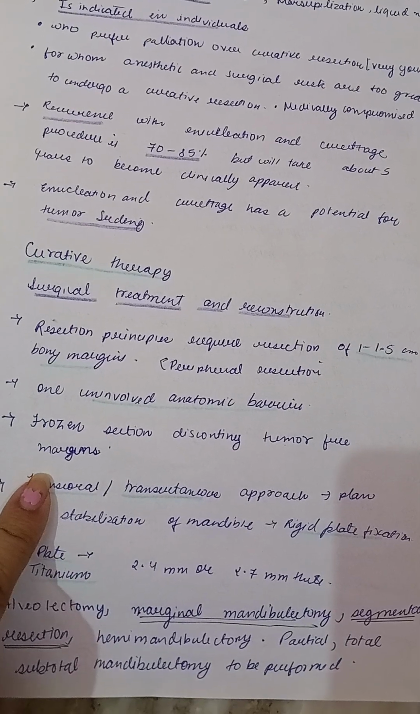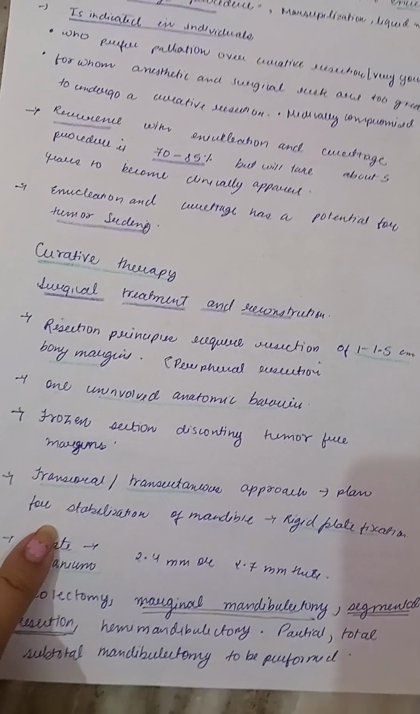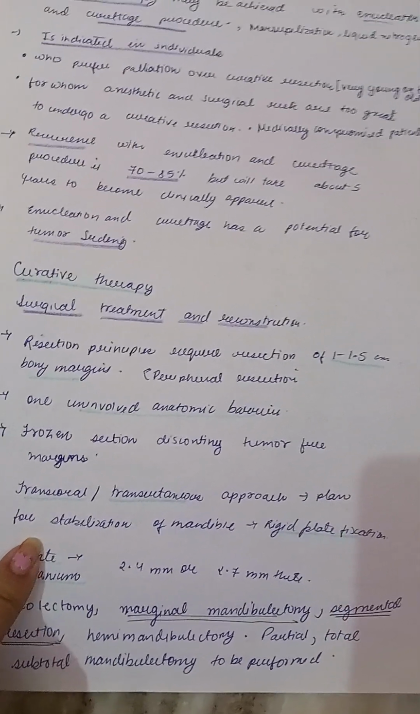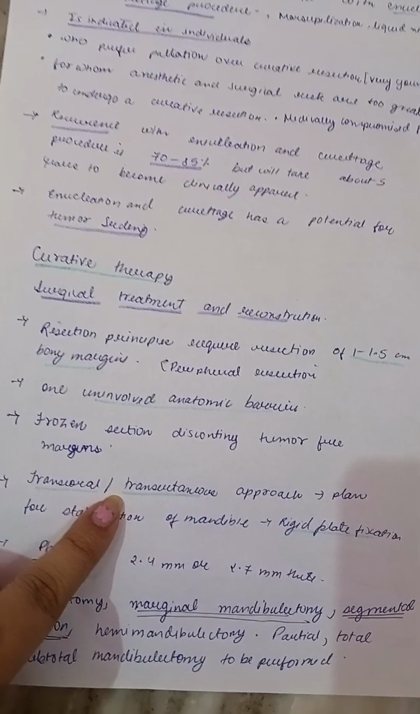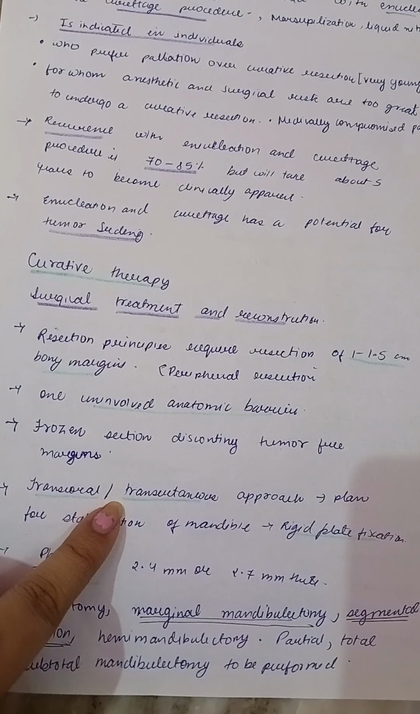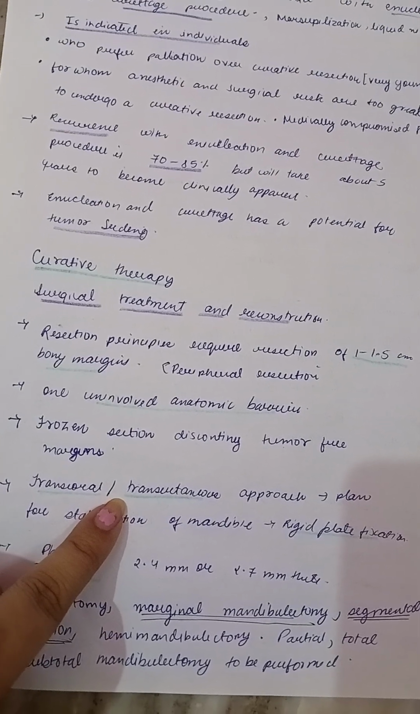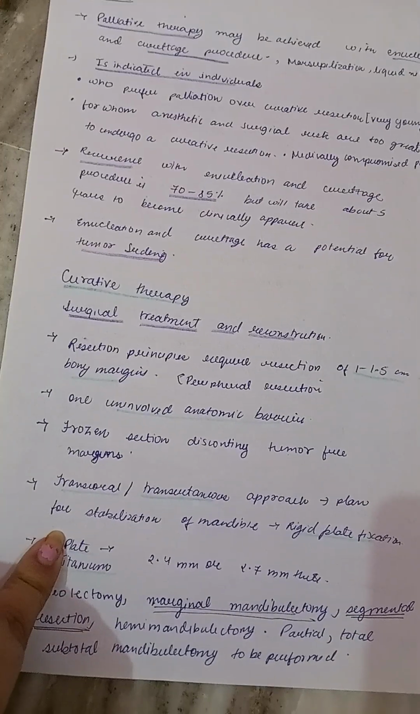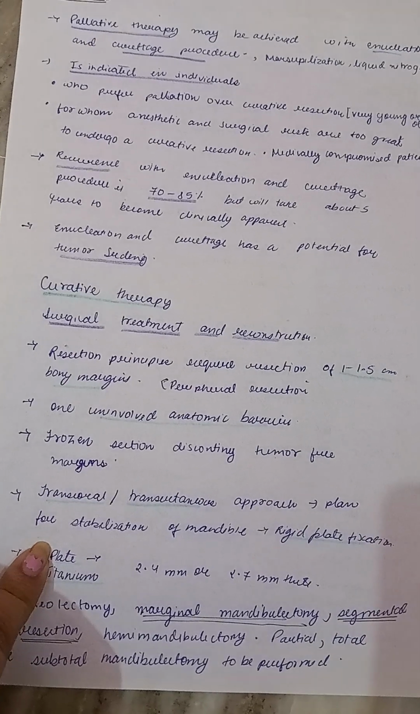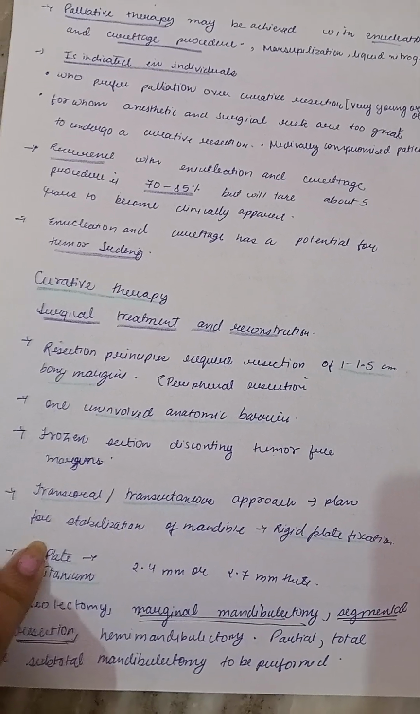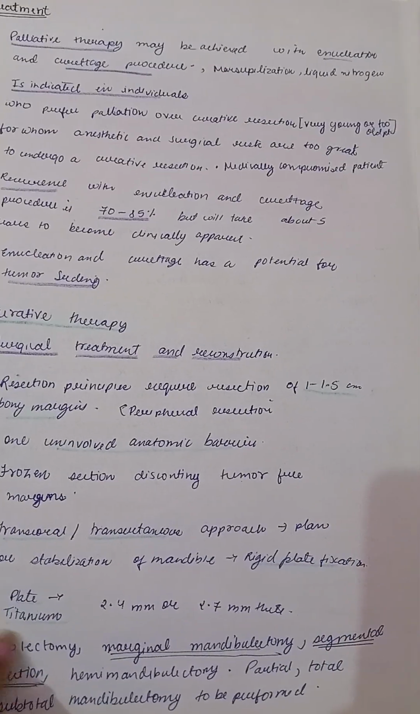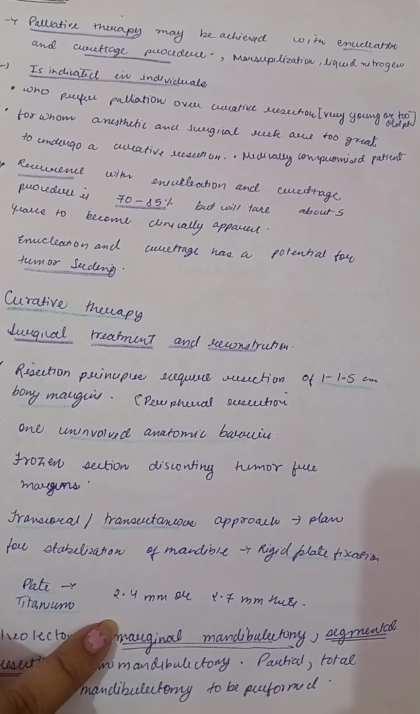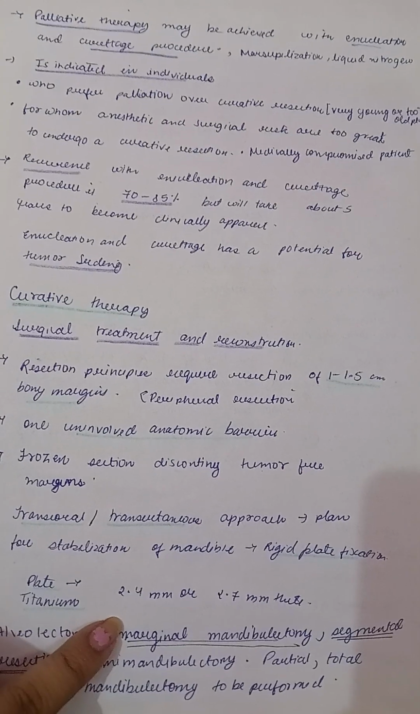Frozen section, discontinuity, tumor-free margin. Transoral, transcutaneous approach can be planned. Okay, we have seen what approach we can go for in access incision for the mandible. For stabilization of the mandible, rigid plate fixation is done. The plate used is a titanium plate, 2.4 mm or 2.7 mm thick.